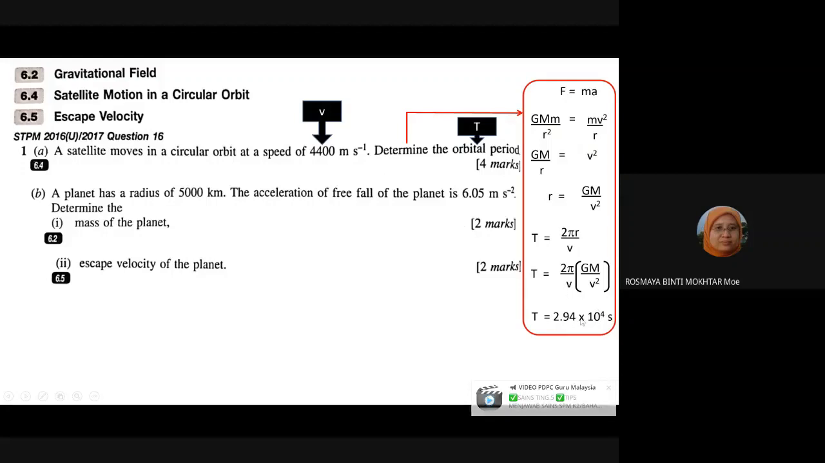I skipped the step, but you all must substitute, okay? Don't leave out the substitution step. You must substitute 4,400 here to get marks. Then the answer is 2.94 times 10 to the power of 4 seconds. So this is the answer for question 1A.